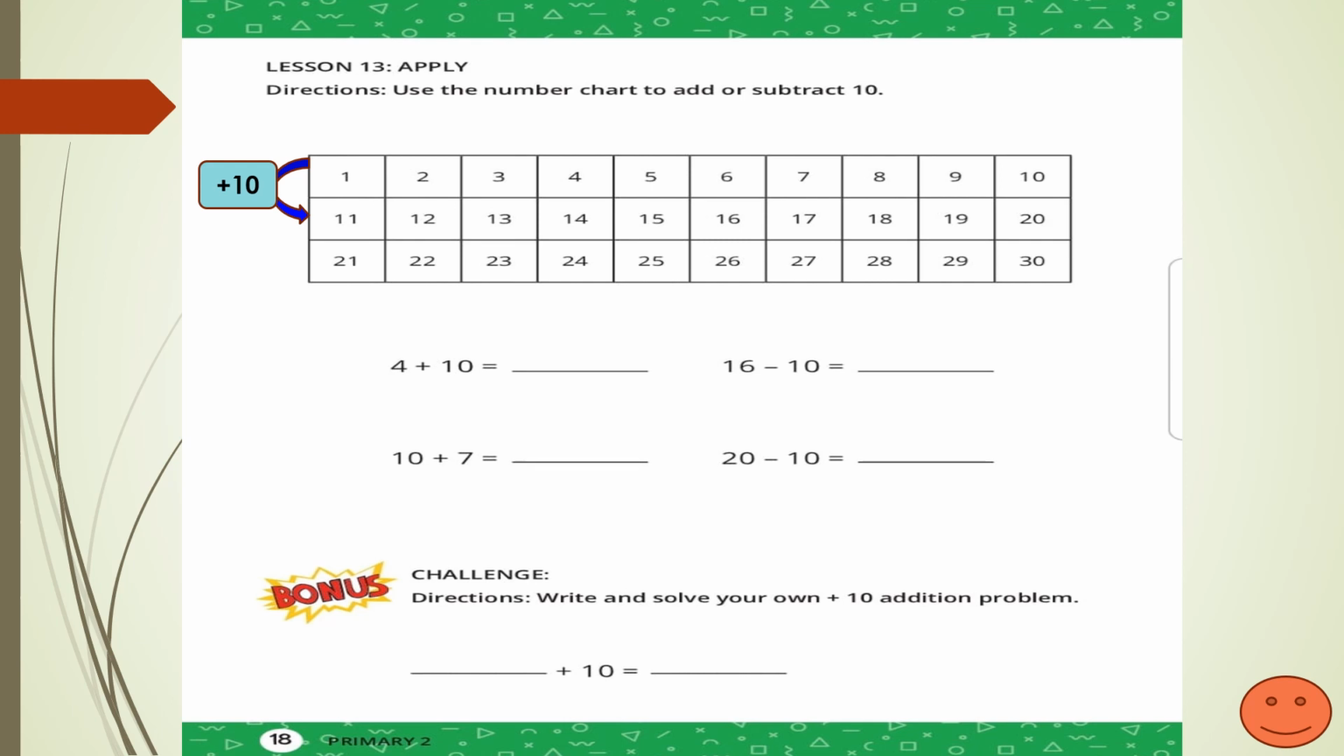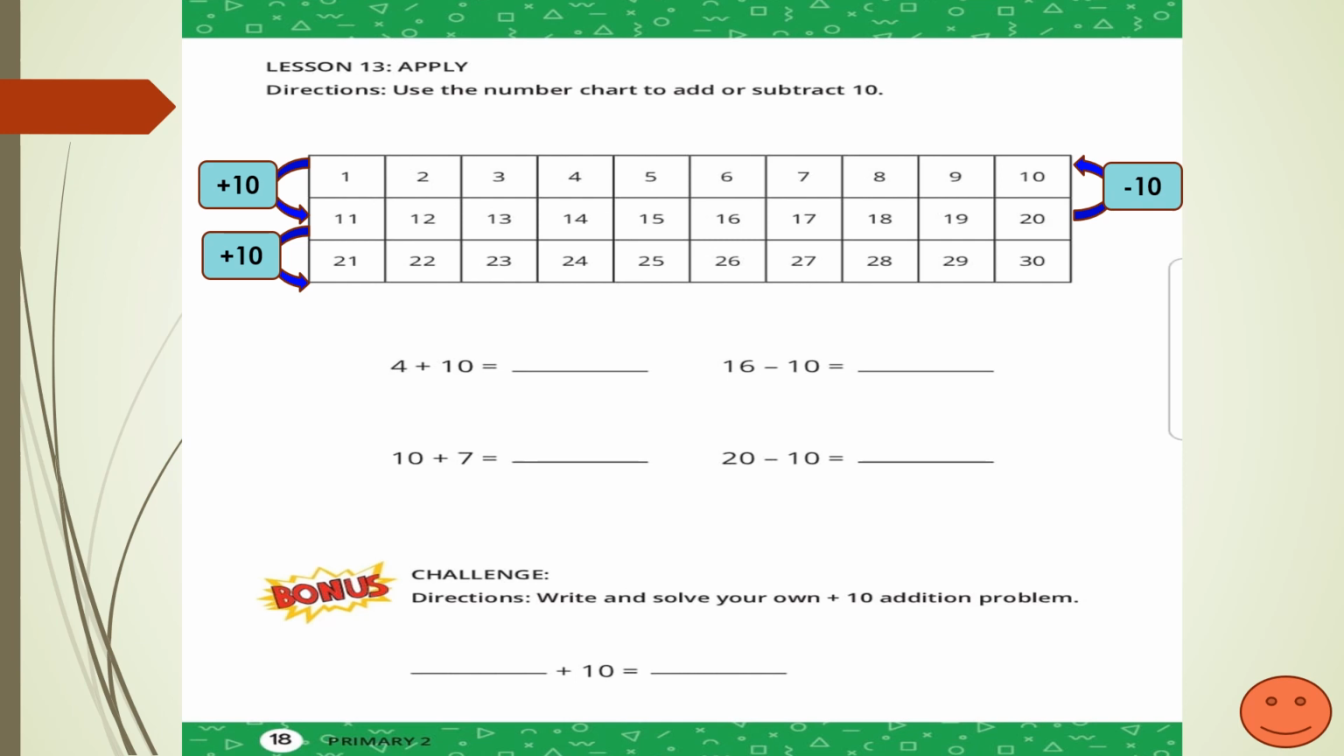And if I add any number in the second row to 10, it will give me a number in the third row, like 11 plus 10 equals 21, 12 plus 10 equals 22, 13 plus 10 equals 23, and so on. Okay? On the other side, if I count back in the number chart, it means I count back by 10. Like 20 minus 10 equals 10. 19 minus 10 equals 9. 18 minus 10 equals 8. Okay?